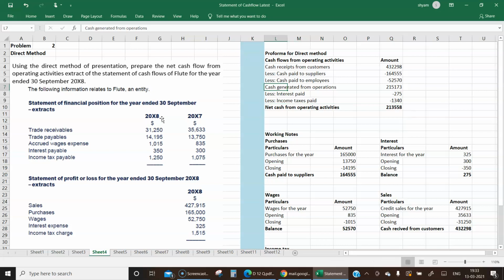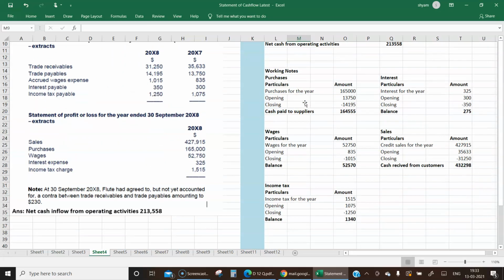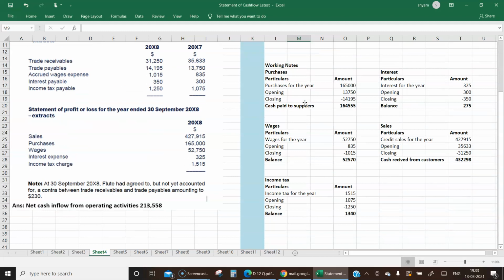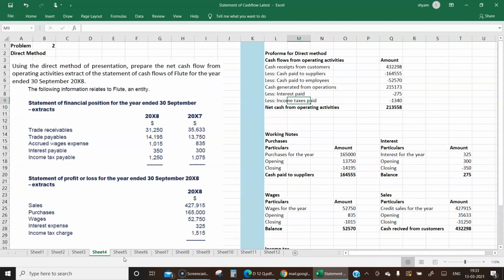Hope you got the idea here. You take what is unpaid from the opening balance, add it to the expenses or income of the current year, and deduct what is still outstanding for the current year. What you get as the balance is the cash movement. That's about this problem. Hope you have understood, and also have a look at the working notes. We'll move on to the next problem.